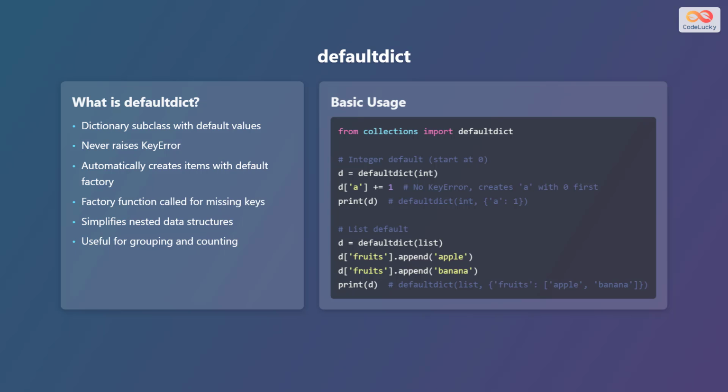To create a list default, use d = defaultdict(list). If you try to append to a key that doesn't exist, such as d['fruits'].append('apple'), it will not throw a key error. Instead, it will create fruits with an empty list and then append apple to it. Doing d['fruits'].append('banana') and printing d shows a defaultdict with list, and fruits equals a list of apple and banana.